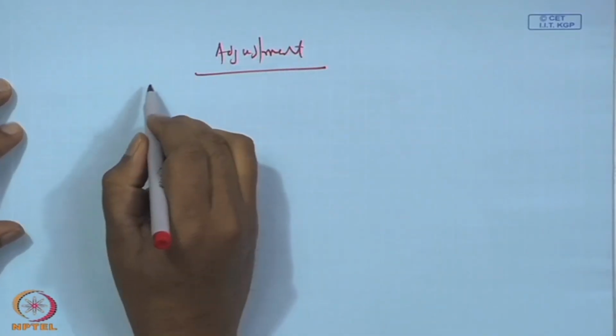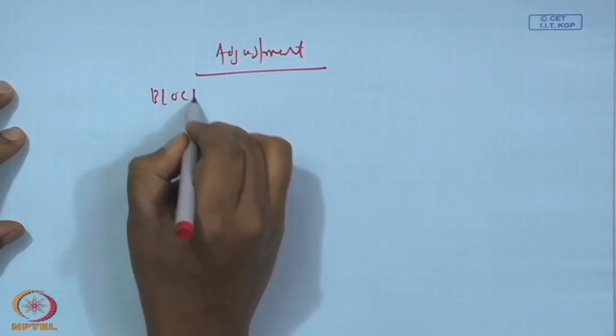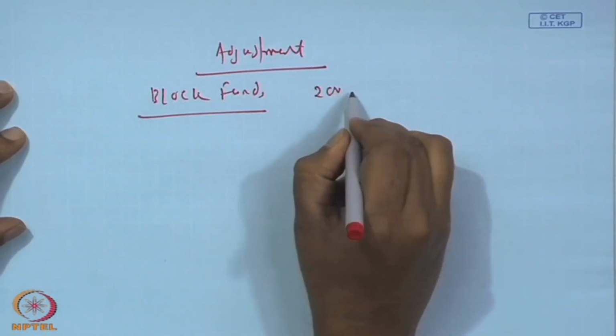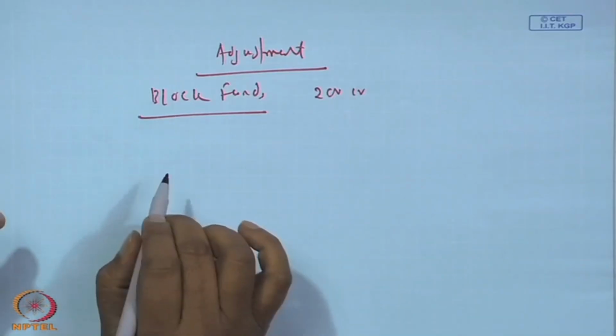Adjustment is what? Block fund. First we will adjust block fund. How much block fund is there? Block fund is 200 crores. If you withdraw, you will pay 38% tax. If you do not withdraw, then you will get a benefit.